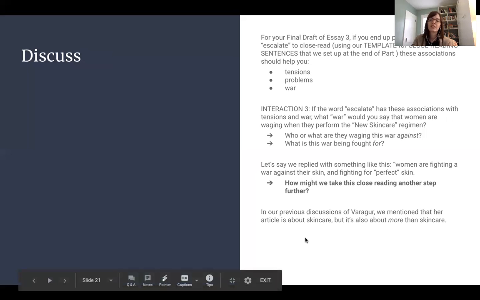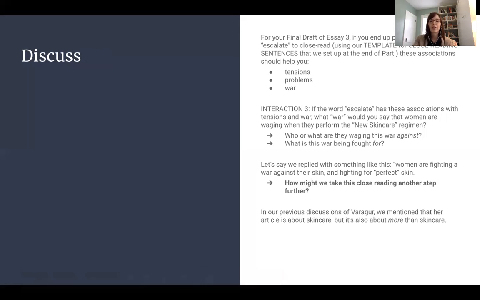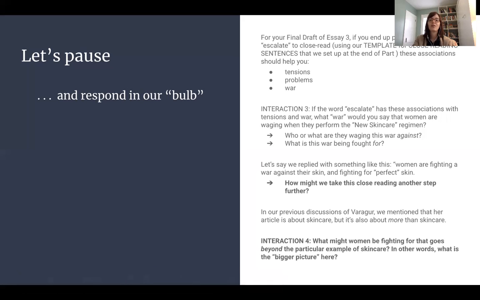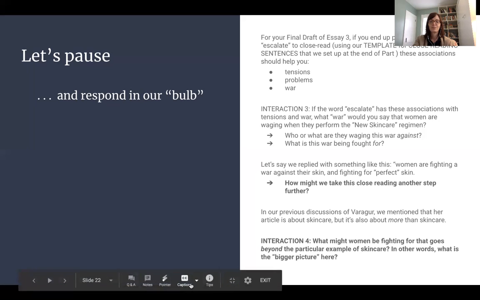In our previous discussions of Vargar, we mentioned that her article is about skincare, but it's also about more than skincare. Okay, so what might women be fighting for that goes beyond the particular example of skincare? In other words, what is the bigger picture here? And examining that bigger picture will help us take our close reading another step or two further.